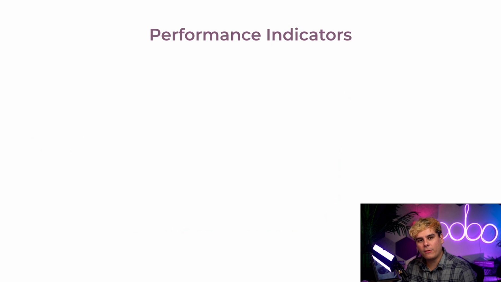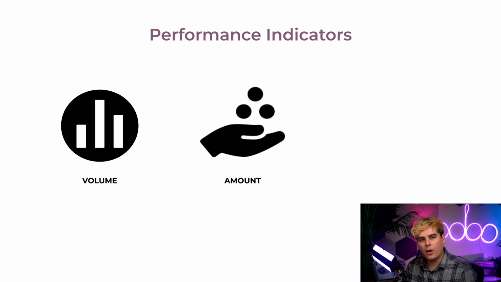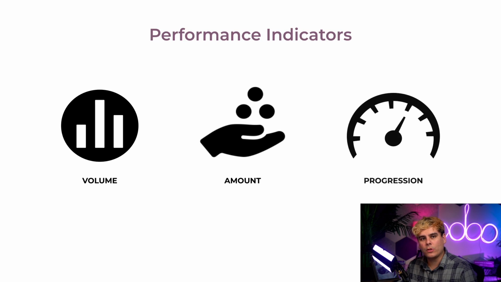Now, the most common performance indicators used to evaluate our salespeople are volume, like the number of new leads, sales orders, and that type of thing, like customers, as well as amount, which represents the total dollar amount of products sold or invoices paid. And finally, progression, which represents the time it takes to qualify a lead or close a deal, measured over the course of days, weeks, months, years. We use a lot of time.